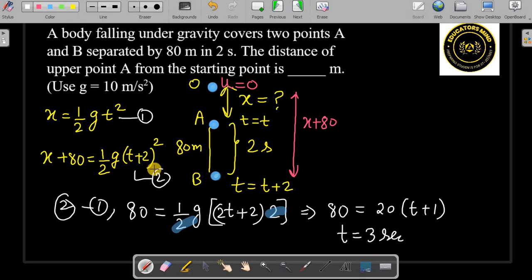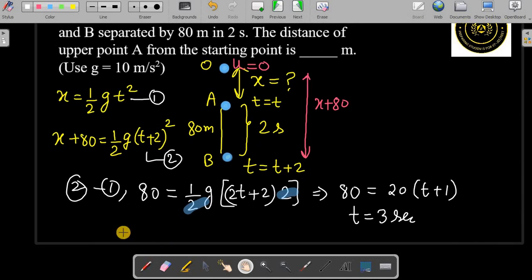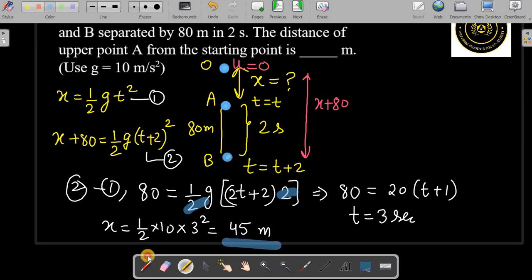Once you get t, you can substitute in the first equation, because x is what you want to calculate. So x will be half g, g is 10 and time is 3, so 3 square, which is 9. So this becomes 5 into 9, 45 meters. That will be the final answer, 45 meters. Okay, so like this we can solve.